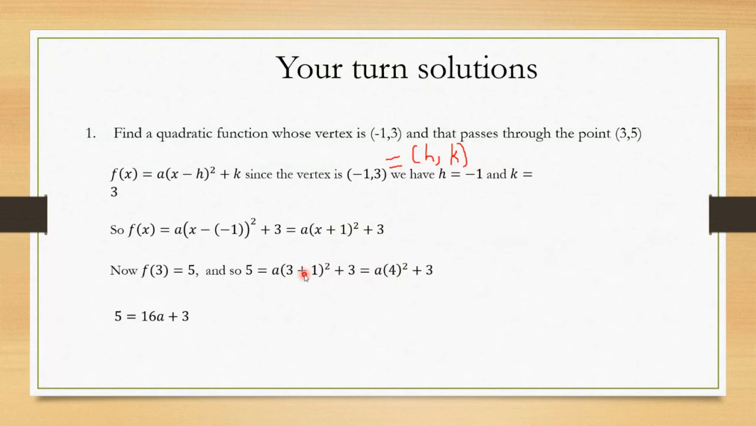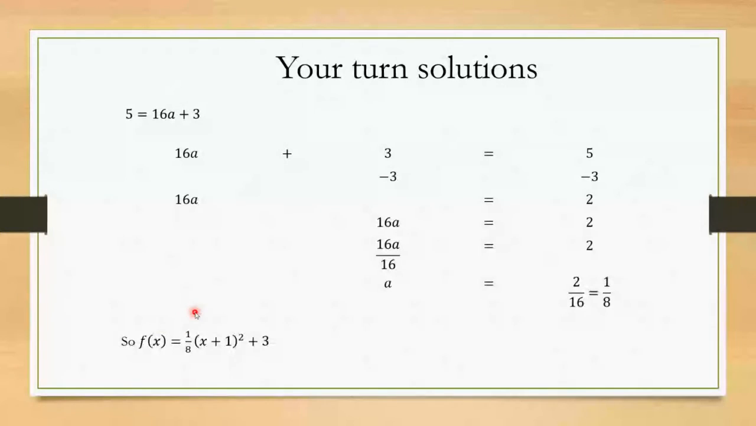Again, I replaced x by 3. Our output has to be 5, so this equation has to be true. Of course, 3 plus 1 is 4, and 4 squared is 16. So we get this equation where a is the unknown. I put the a after 16 because it's the unknown. If you left it in front, I don't think it would be wrong, but as a convention, it's better to write the unknown after. We have to figure out what a is.